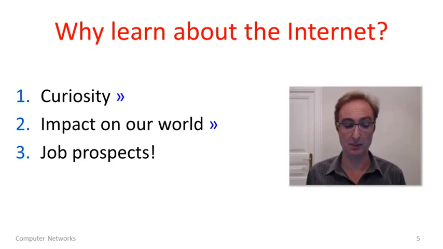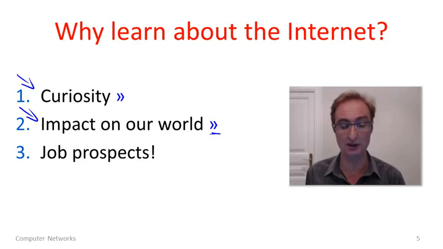So I'm going to go over each of those points a little bit more and give you a little more detail. So first of all, in terms of learning about the internet, why would you care to learn about the internet? Well, there are several reasons. One is simply curiosity. The internet's a very important artifact. You might be curious as to how it works. Since it's an important artifact, it also has a big impact on our world. I'll go over each of these points in a little more detail. That's what this little symbol means. More coming.